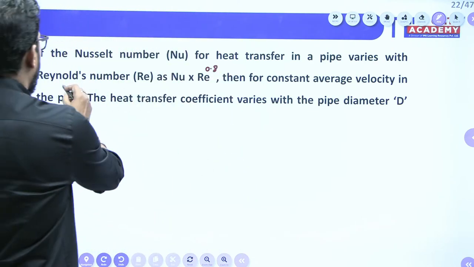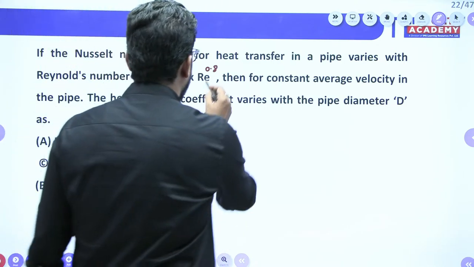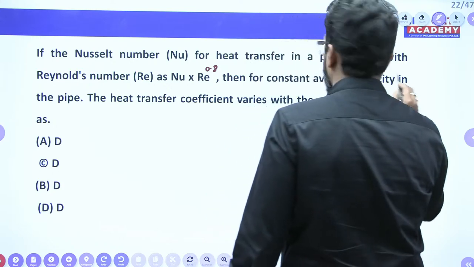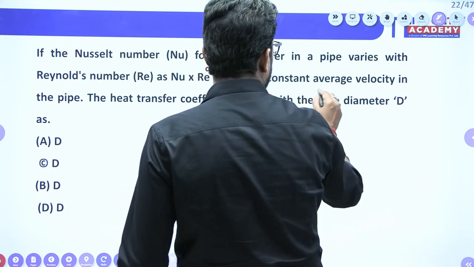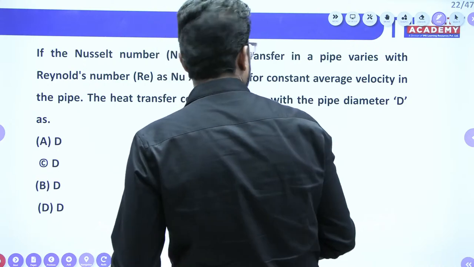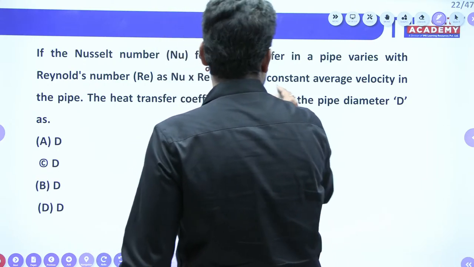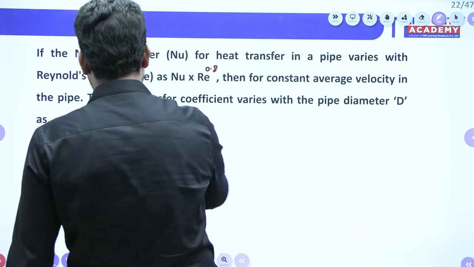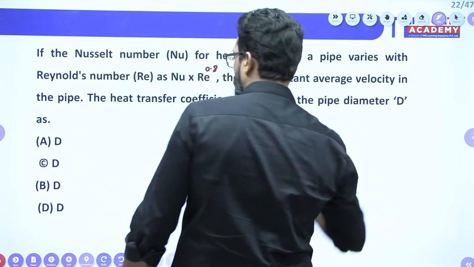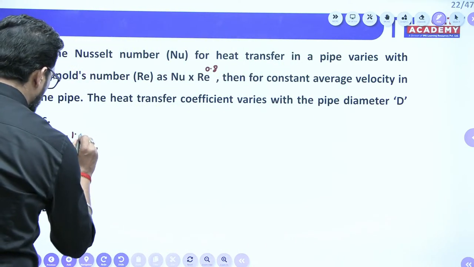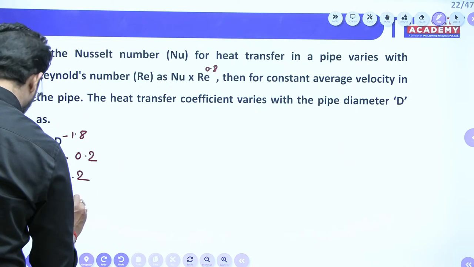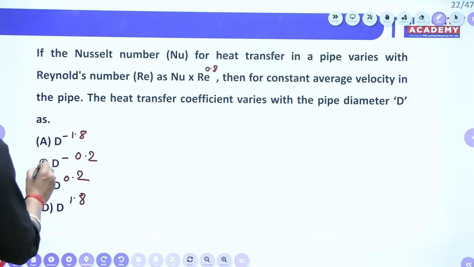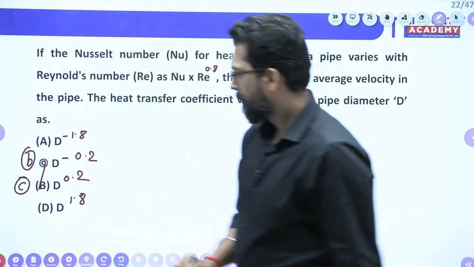Then, for the constant average velocity in the pipe, the convective heat transfer coefficient varies with the pipe diameter, how does it vary? The options are -1.8, -0.2, 0.2 and 1.8. So this is your A, this is your B, C and D. Okay, beta. So how does it vary?